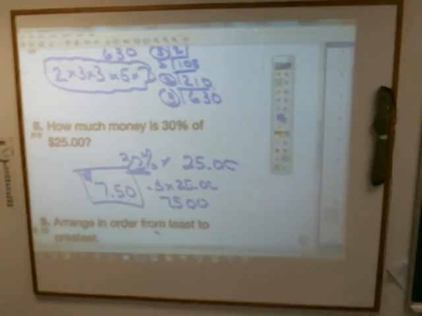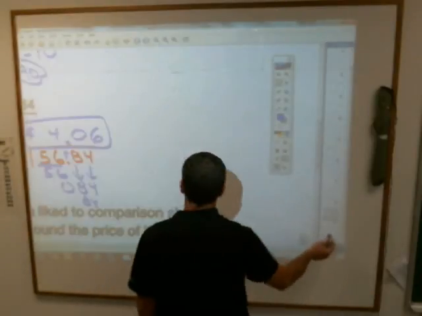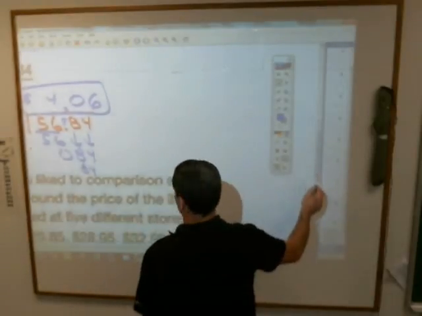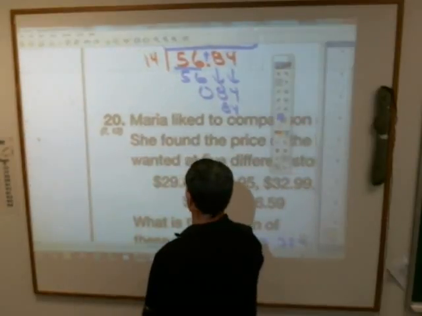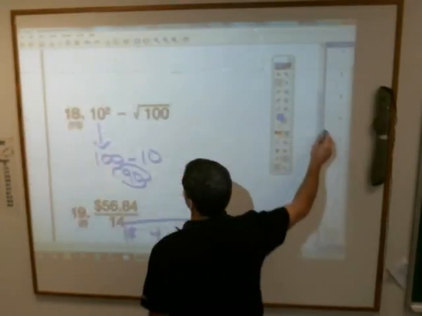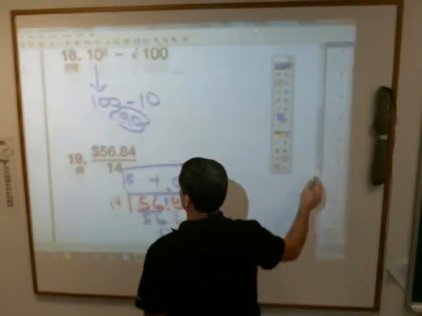Cameron, what's that? 15. 16. We are 16 going on 17. I love numbers. 16 or 17? 16.